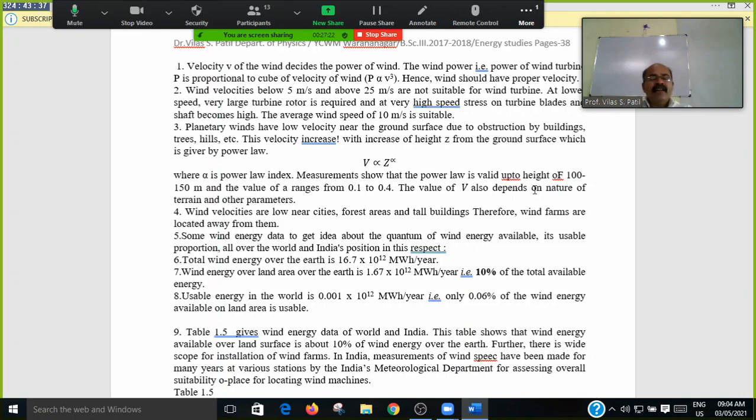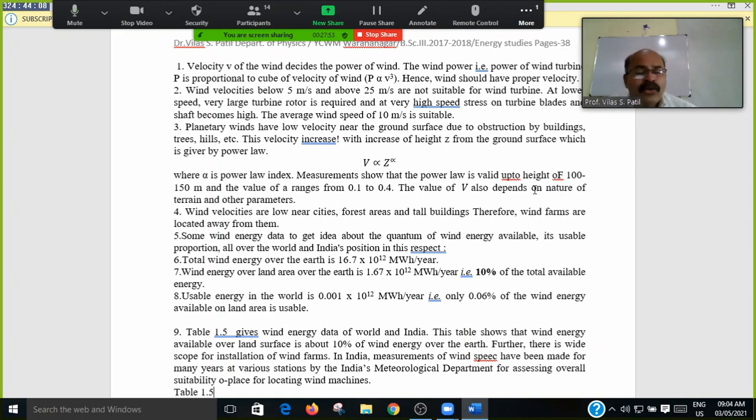Fifth, some wind energy data gives an idea about the quantum of the wind energy available and its unavailable portion all over the world. That is, the India position is very nice. We know that in the map of India there is seashore on 3 sides, and on that 3 seashore the wind speed is very high, and at that place one can form the wind farm and the wind mills.